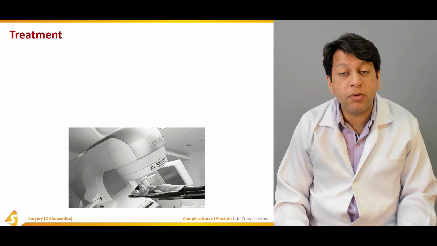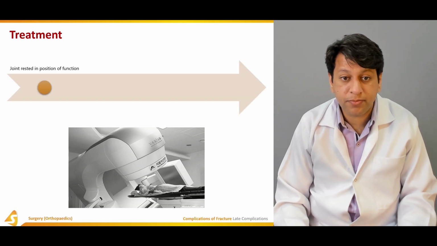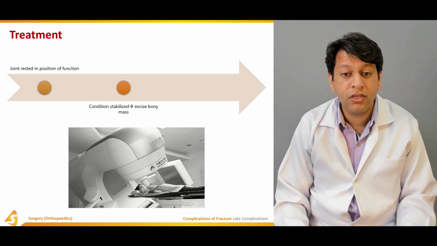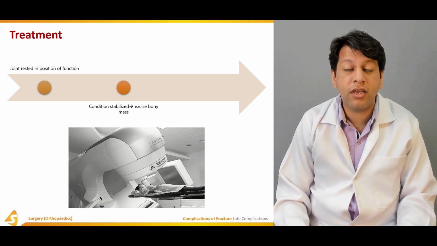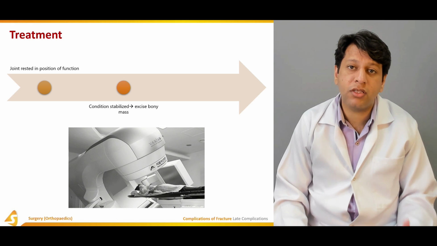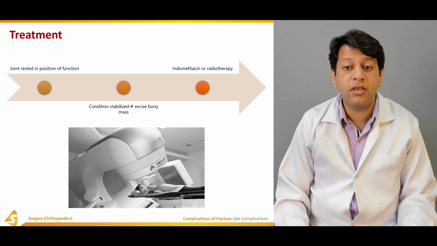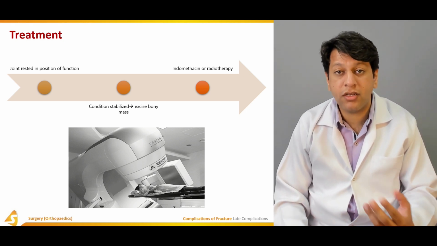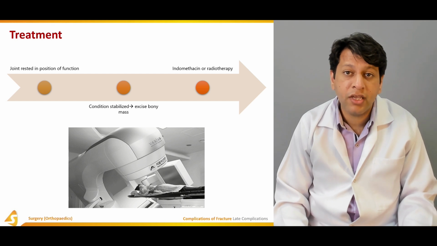Now coming to the treatment of heterotopic ossification. The initial treatment is to rest the joint in a position of function. Once the condition is stabilized and these ossifications are mature, only then can they be excised. Initial treatment is usually conservative in the form of indomethacin, 75 milligrams per day.